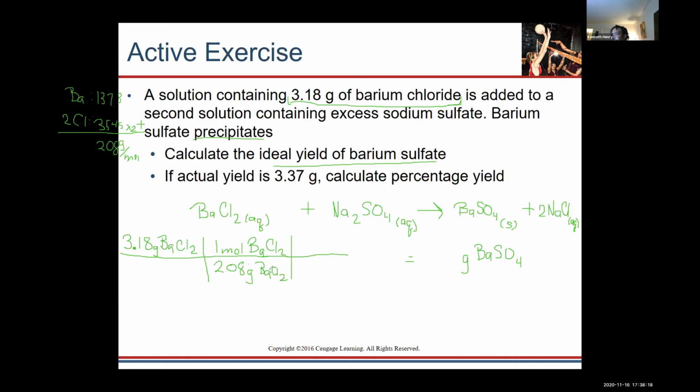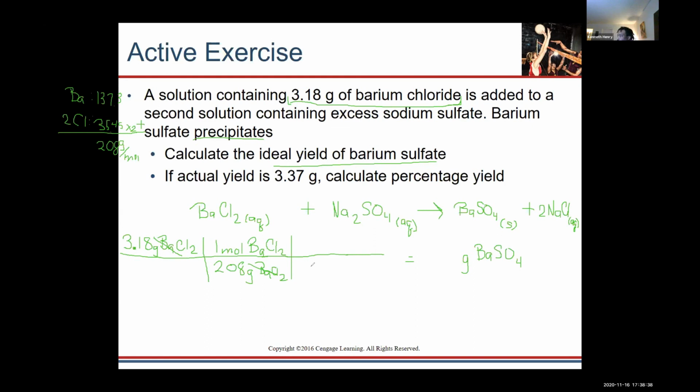So that gets rid of grams of barium chloride. We have moles of barium chloride. What is it that we want again? Moles of barium sulfate. So I need to next get moles of barium sulfate. So how do I figure out the number of barium sulfates that I need?